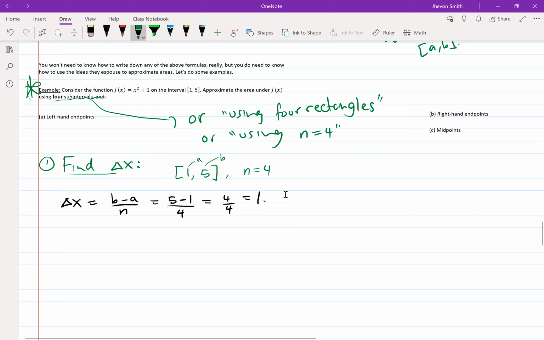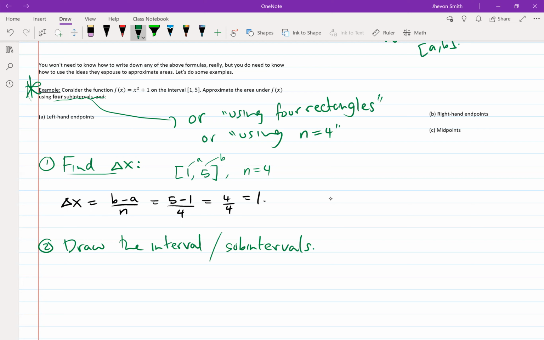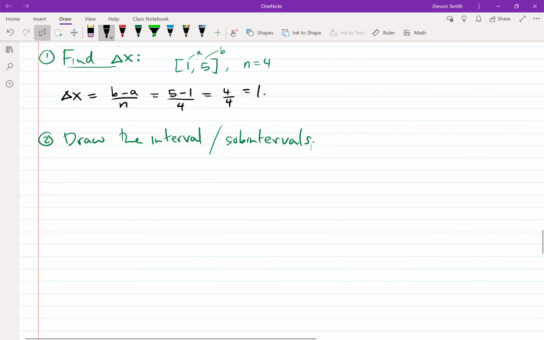Okay? So the first thing you're going to do to solve one of these problems is you're going to find your delta x. The second thing you're going to do is to draw them. Now this will help you not having to memorize this annoying formula. You are going to be able to actually just look at a picture and know what numbers you're going to want to do. So just drawing a representation of the interval.